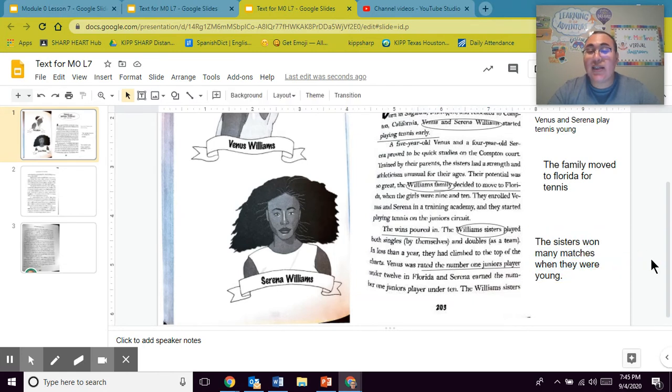Let's count my words to see if I'm under 10 words or less. So let's see. 1, 2, 3, 4, 5, 6, 7, 8, 9. So I'm just under the mark, right? So make sure that we're always making sure that our gists are 10 words or less and that we're thinking about the who and the what.